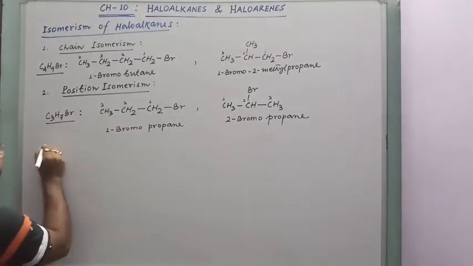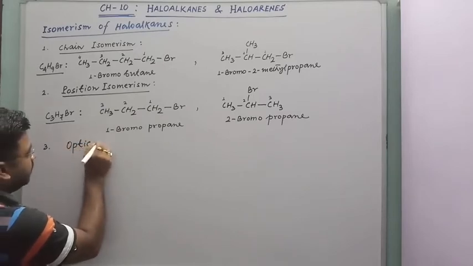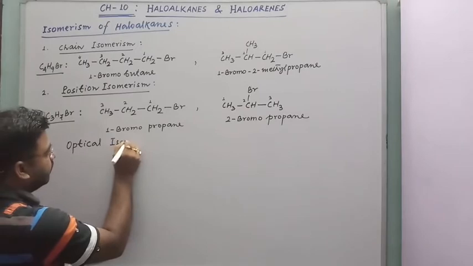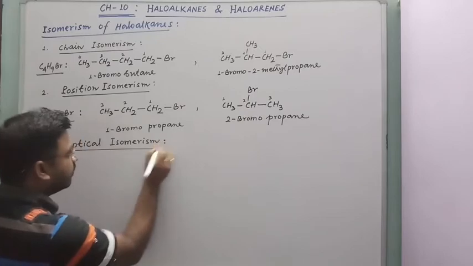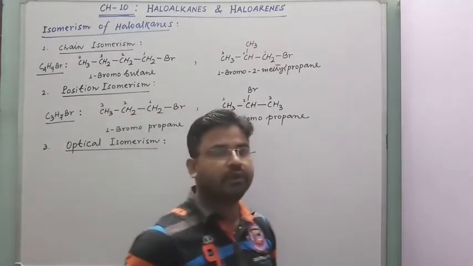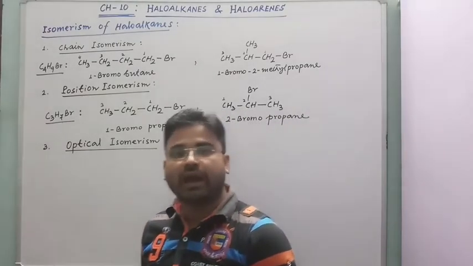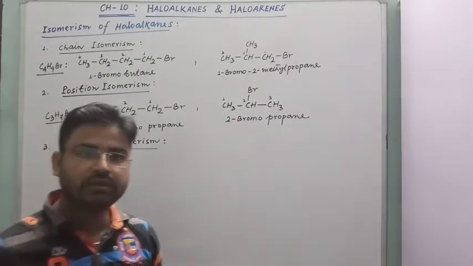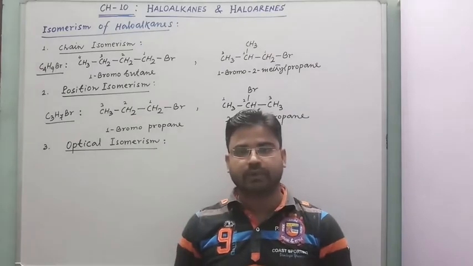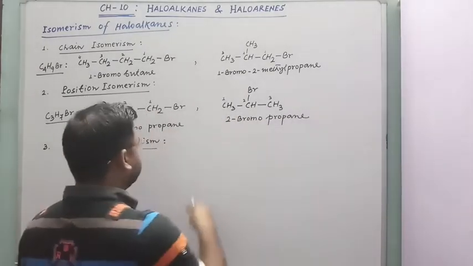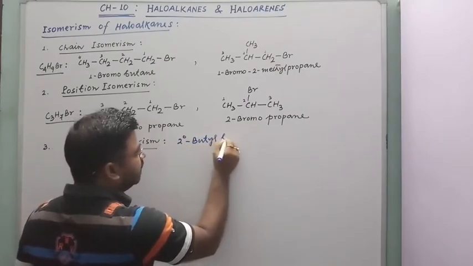And the third type, number 3, optical isomerism. So haloalkanes containing a chiral carbon atom can show optical isomers. Take secondary butyl bromide.